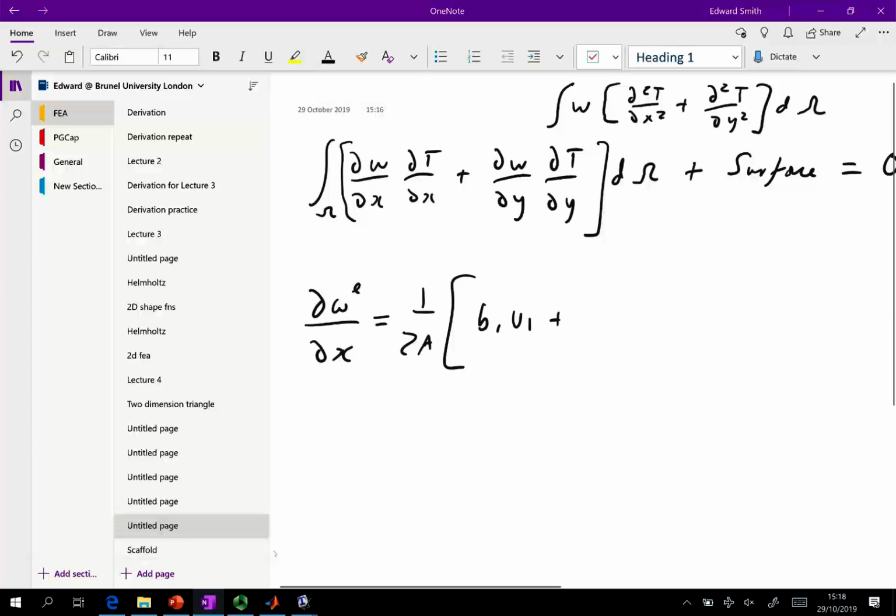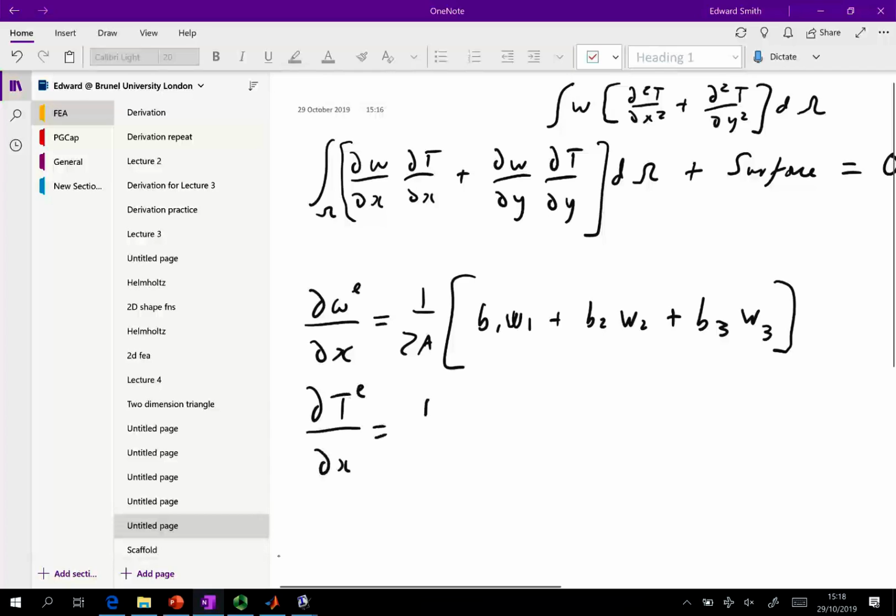Yes, so dx is b1 u1 plus b2 u2 plus b3 u3. So this should be w, of course, w3. Similarly, if we do the same thing for dt element dx, that's equal to 1 over 2a times b1 t1 plus b2 t2 plus b3 t3. Okay, does that make sense?